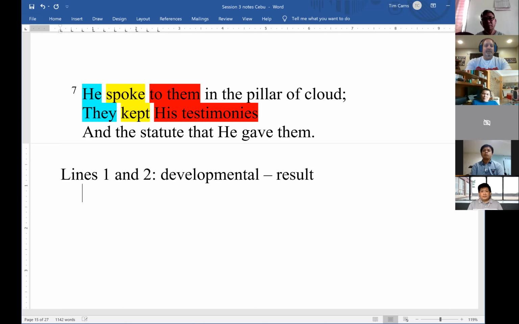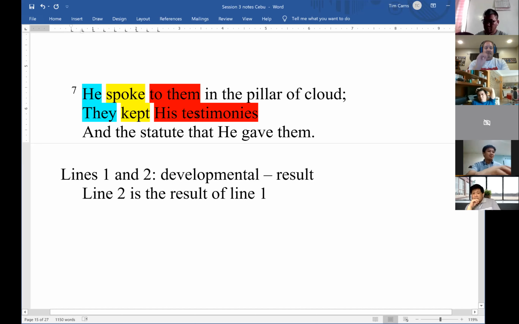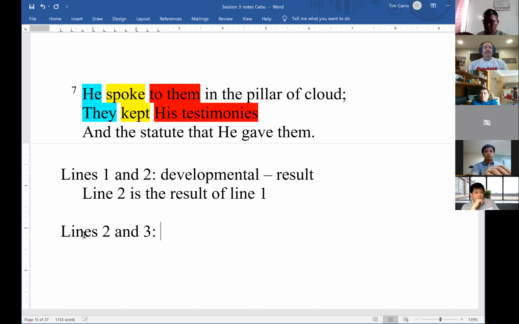Line 2 is a result of line 1. Line 1. You see that? So line 2 is telling us what happened as a result of line 1. He spoke to them and they kept his testimonies. Okay. Now, as we compare lines 2 and 3, what kind of parallelism do we see between those two lines?